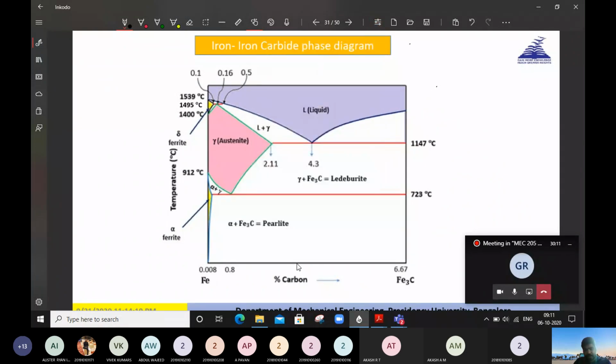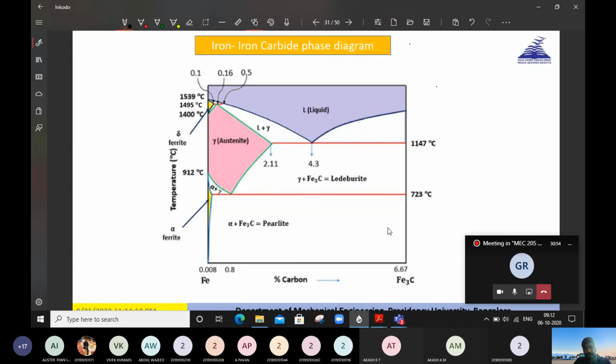Okay, so as you can see here, this is the carbon percentage. I have taken only 6.67 percent of carbon. Why not 100? In binary isomorphous or binary eutectic diagrams, we have taken 100%, but here we are only taking 6.67% because iron with up to 6.67% carbon has maximum utility in the industry. If you add more carbon than this, we are not going to have any industrial application of those steels, and that's why we avoid the phase diagram beyond 6.67 percent of carbon.